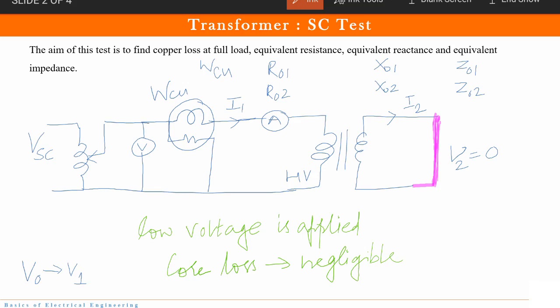Because here there is no load current, which was very small in the earlier case. Now here we get a proper current, right? So this corresponds to copper loss. Here core loss is going to be very small. Now I will get three readings. First is the wattmeter reading, which gives me the copper loss.